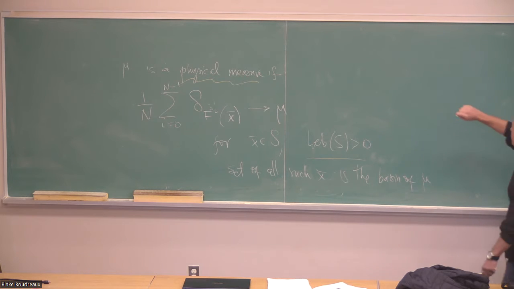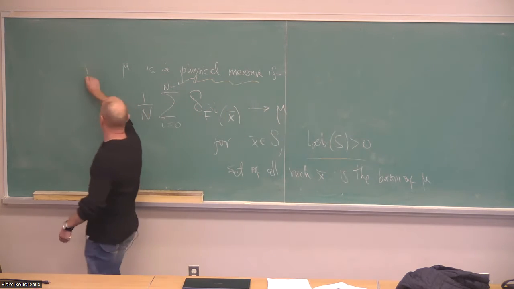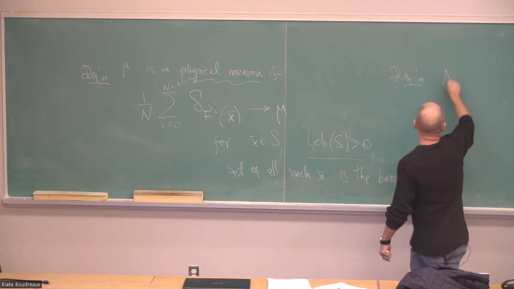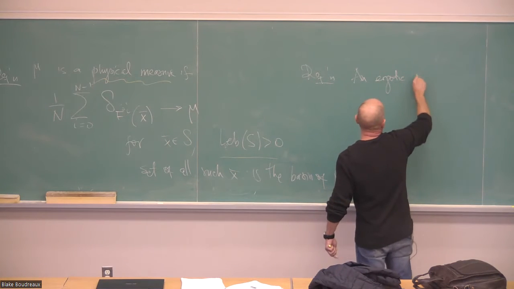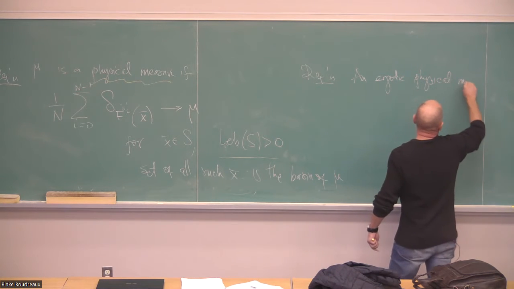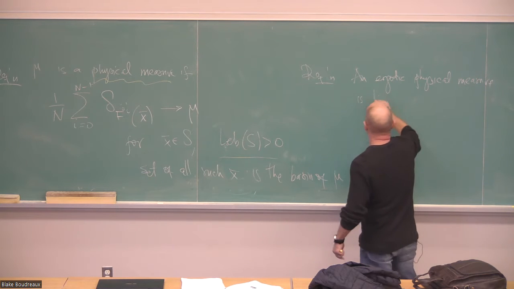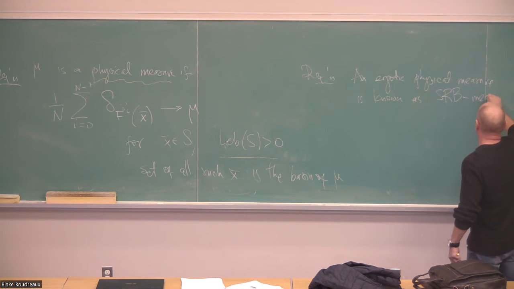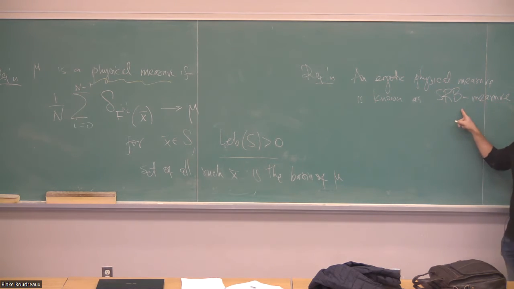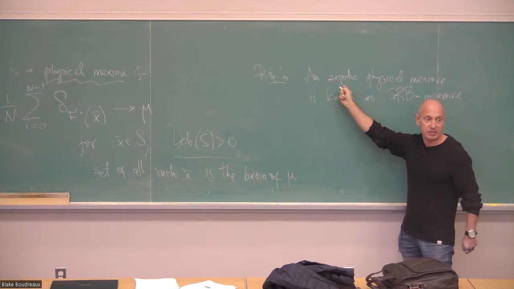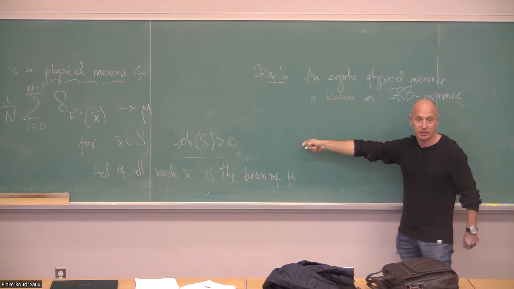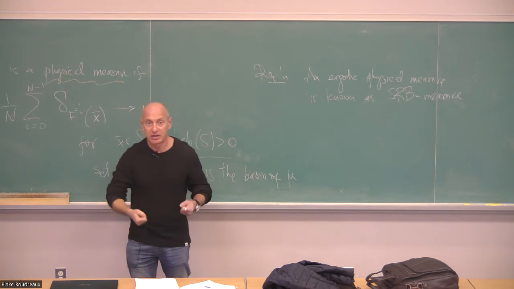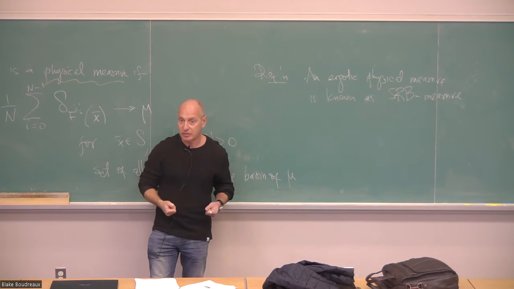So this is a definition. And here's another definition. An ergodic physical measure is known as SRB measure. SRB stands for Sinai-Ruelle-Bowen. If you don't know what ergodic is, don't worry about it. It just means that this cannot be decomposed. You cannot break this up into different physical measures on smaller sets.